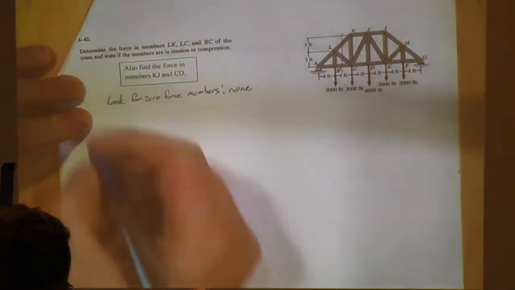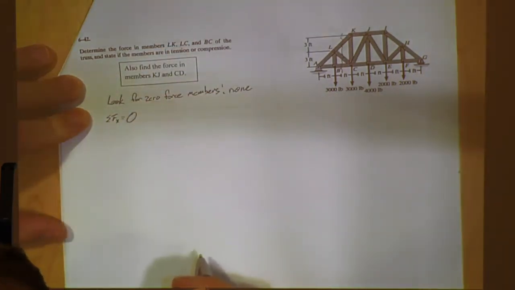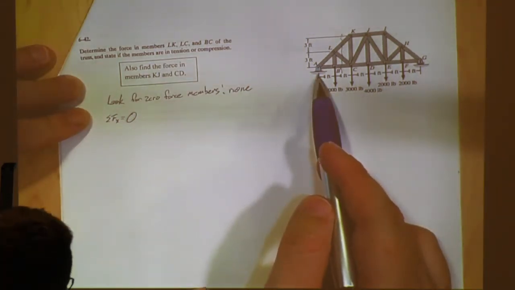All right, so sum of forces in the x equals 0, right? We have no external forces in the x direction. So if we're going to start over here by A, where are we going to take our moment?